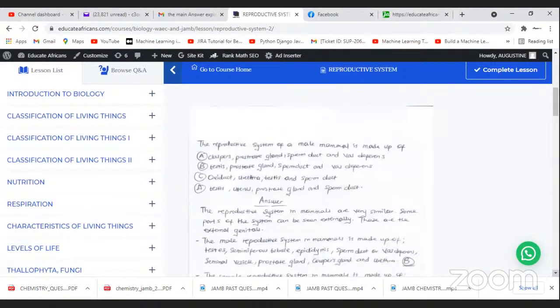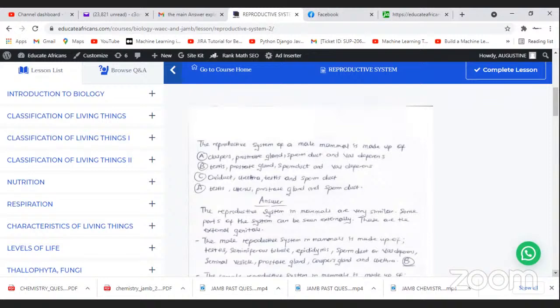Okay, the reproductive system of a male mammal is made up of what? Male mammal. Is it A? I hope I can pronounce this well. Claspers, prostate glands, sperm duct, and vas deferens. Or is it B? Testis, prostate gland, sperm duct, and vas deferens. I think that's the answer. We know the reproductive system of a male mammal is very, very important. Testis is important here. If you're not talking about testis, then you're not doing the right thing. Prostate, very important. Prostate gland, the sperm duct, very important. The vas deferens. So I think that's the answer, B.